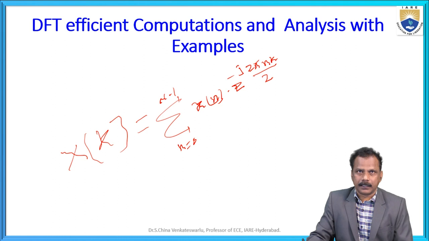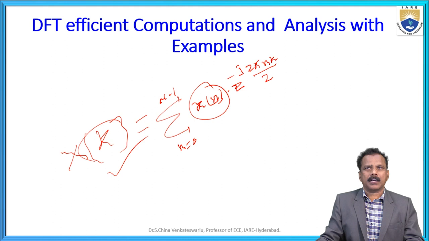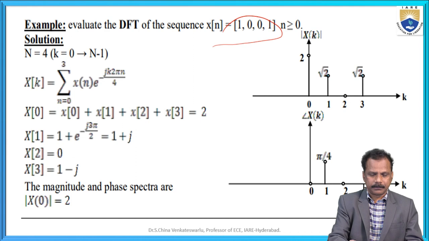We will verify some examples and mathematical expressions with the help of these properties, and see how DFT efficient computation and analysis works with the example. We try to evaluate the DFT of the sequence x of n, given for n greater than or equal to 0, where capital N is equal to 4.